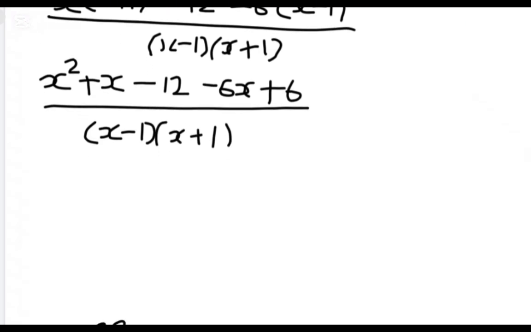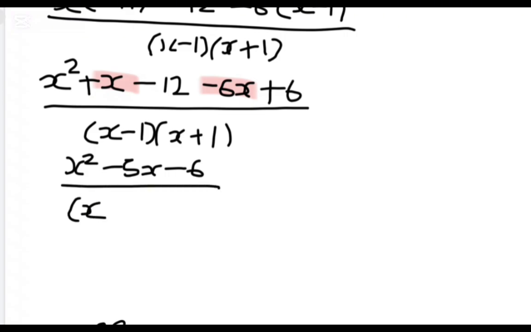Here we're going to have x squared, and then we add the like terms, which are this one and this one. 1 minus 6 is going to give us negative 5, so negative 5x. Then negative 12 plus 6 is going to give us negative 6. So we're also going to have negative 6, divided by x minus 1 and x plus 1.